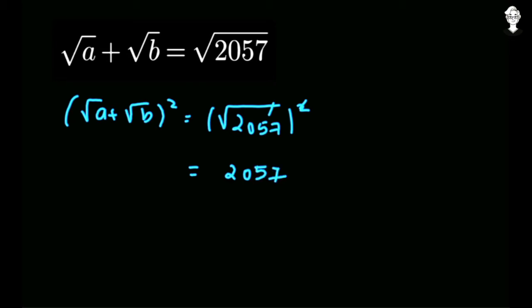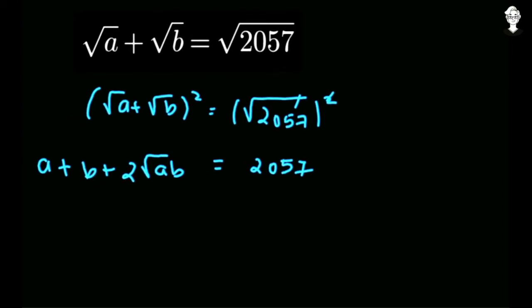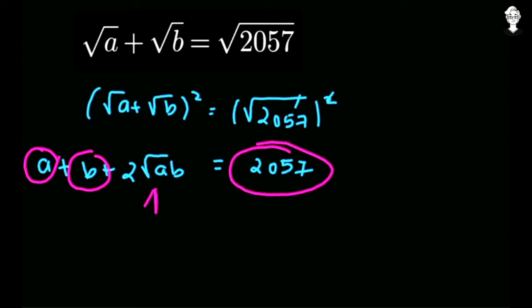Yes. Now the LHS: root of a the whole square means a, plus root of b the whole square means b, plus 2 times under root a under root b. Now the main game starts from here. Here a is an integer, b is an integer, and 2057 is an integer. But this part over here is an irrational part, as under root is present.